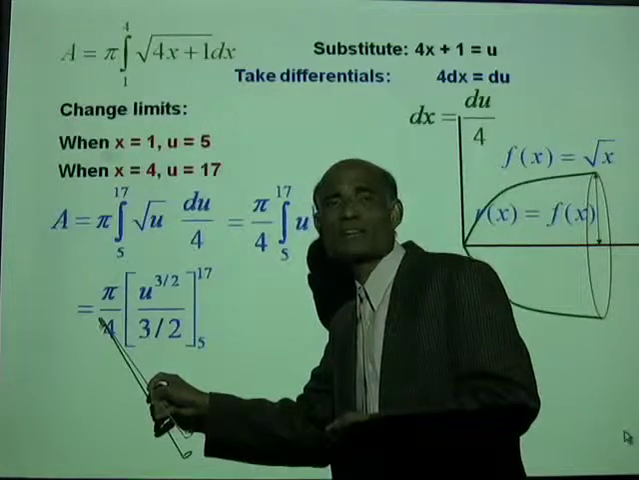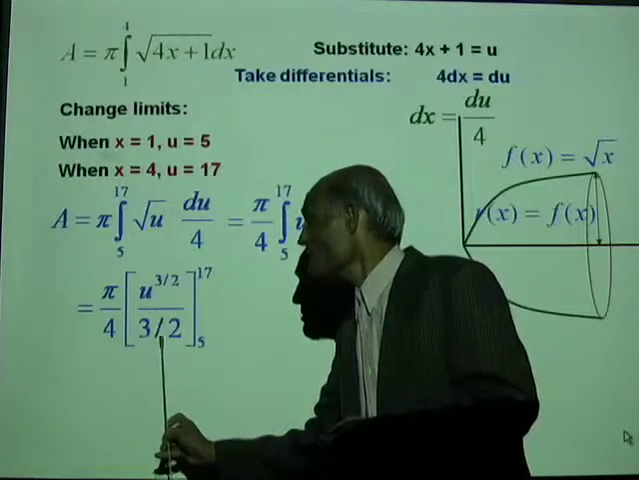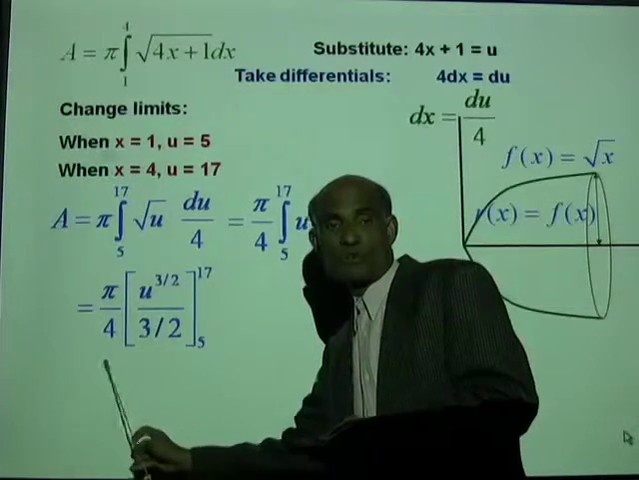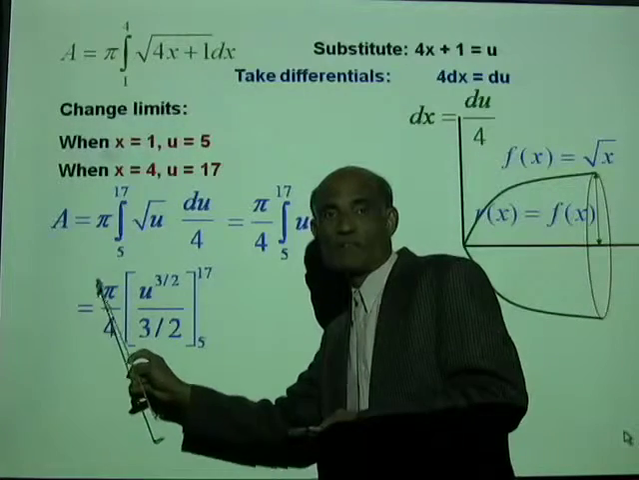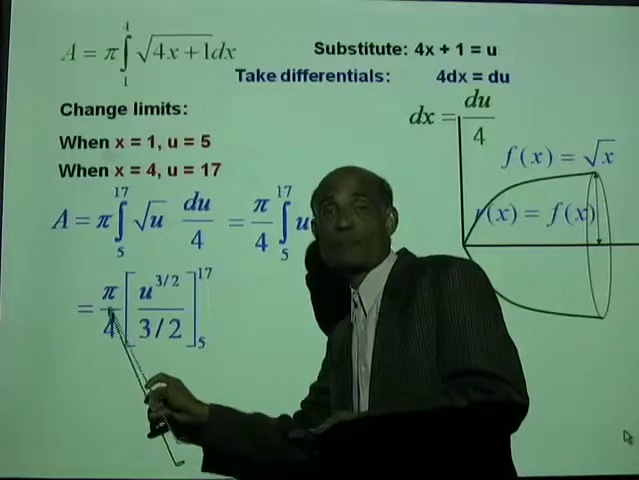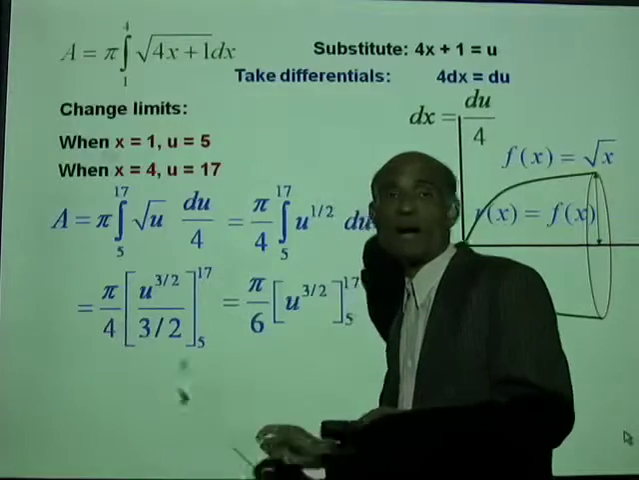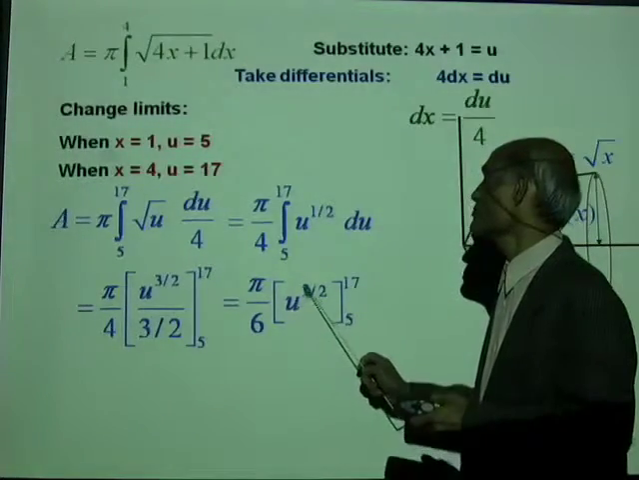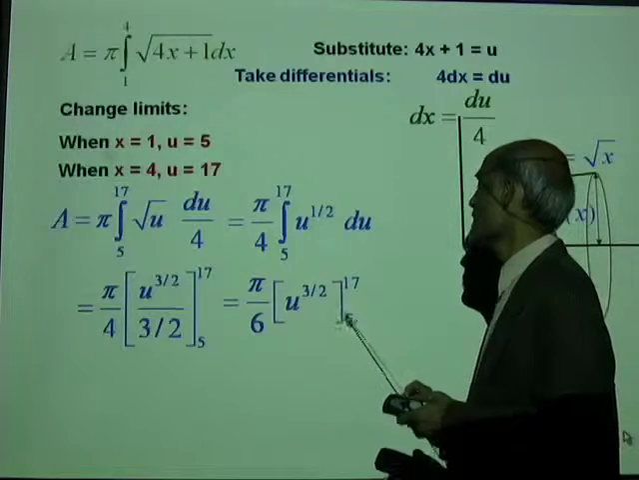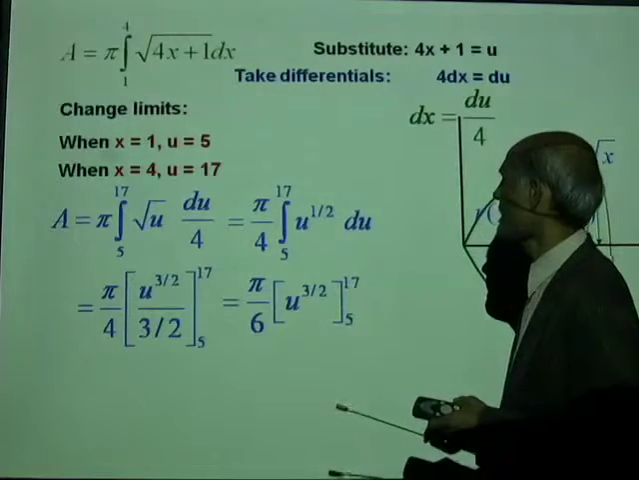Did you understand that? 3 divided by 2. The 2 goes up, and the 3 multiplies by 4. That will be 2 over 12, or that will be pi over 6. That will be pi over 6 u to the power of 3 over 2 from u equal to 5 to 17.